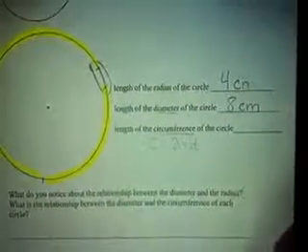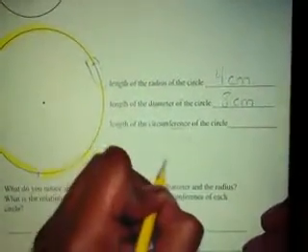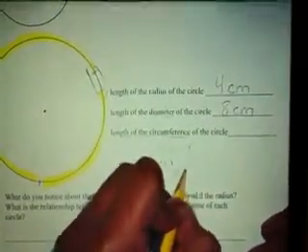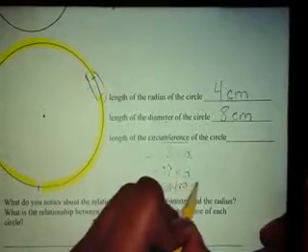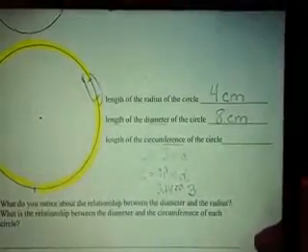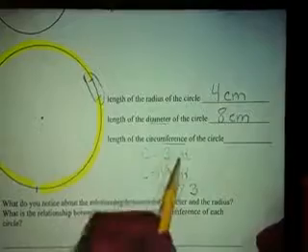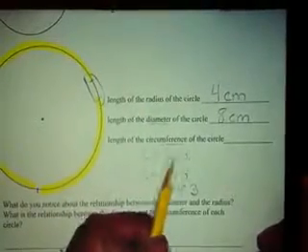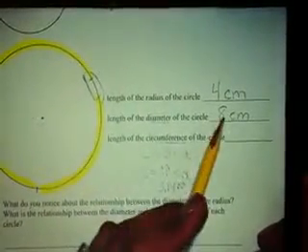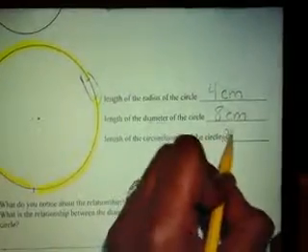Now parents, you may know that the circumference is pi times the diameter. And we talked about this with our students, that pi is 3.14. And when rounded, it rounds to 3. So students in 5th grade only need to know that the circumference is about 3 times the diameter. So 8 times 3 is 24 centimeters.